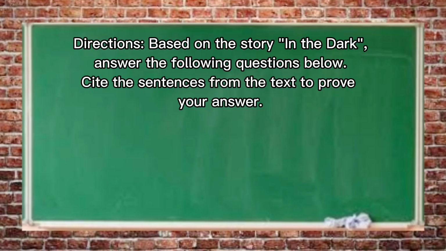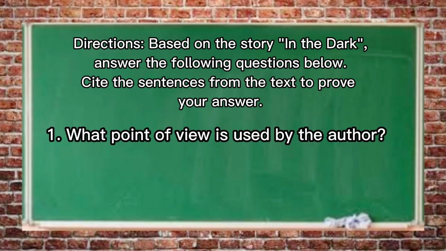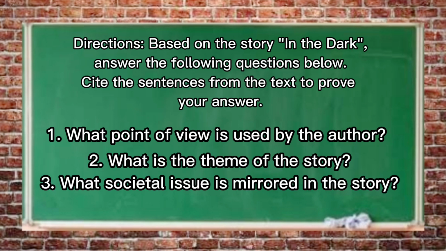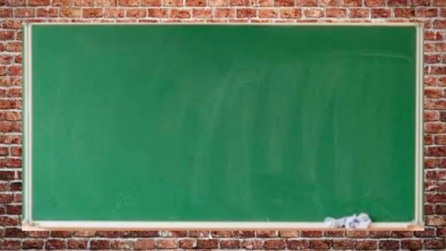Directions. Based on the story In the Dark, answer the following questions below. Cite the sentences from the text to prove your answer. What point of view is used by the author? What is the theme of the story? What societal issue is mirrored in the story? Continue working on the other activities in your module.